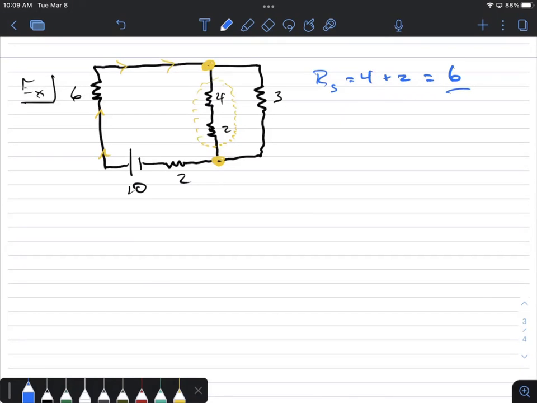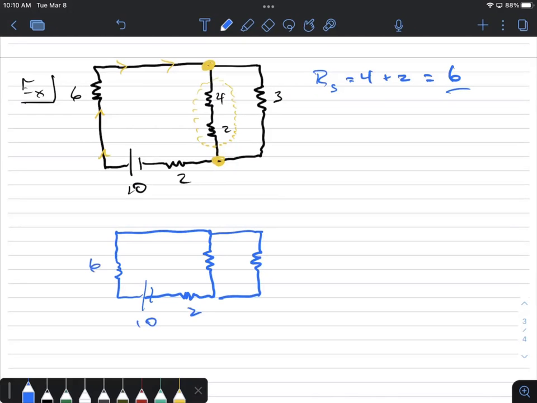Now what do I have? I redraw it. Here's the 6 there. Here's this first branch. Here's the second branch. Right, 2, 10, 6, 3. So all of those are the same. And now all I've done is connected the 4 and the 2 in series to create one single resistor whose resistance is 6. Now what do I do?